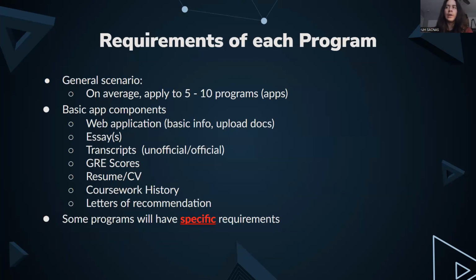So general scenario for a typical graduating undergraduate looking to apply for graduate school, you're looking towards applying maybe to 5 to 10 programs tops. Or you can apply to more. That's just on average, that's how many people apply to. I know I applied to 6 or 7.